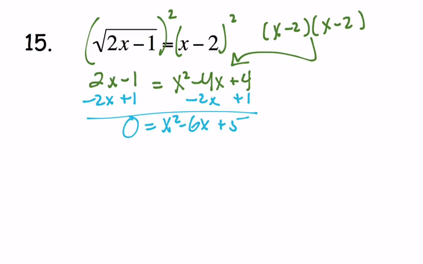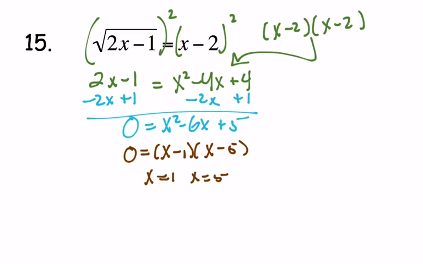Now we solve a quadratic just like we did all chapter 5. So this is going to actually factor to x minus 1, x plus 5. No, not plus. Come on, Dave. x minus 5. So our answers are x equals 1, x equals 5.